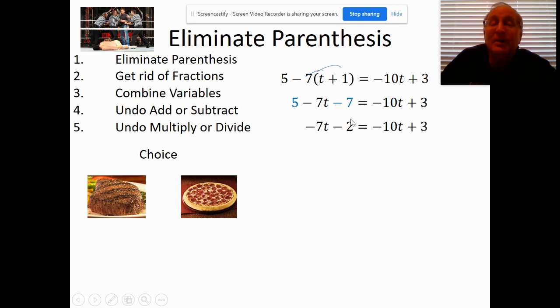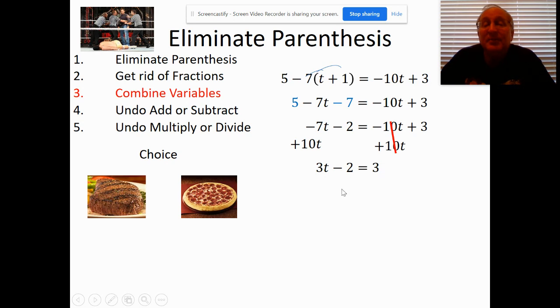I like writing it over here. I think it makes it simpler to follow. Now I have some choices. I'm probably going to combine variables. I don't like having negatives, so I'm going to add 10t. That's a negative 10, and it'll cancel out. I add 10t to both sides. This one cancels, and the negative 7 plus 10t makes a positive 3t.